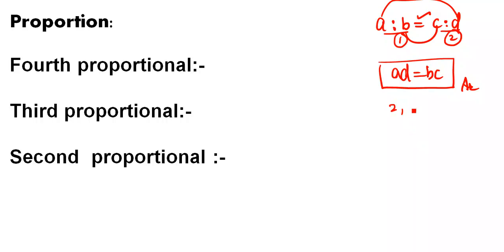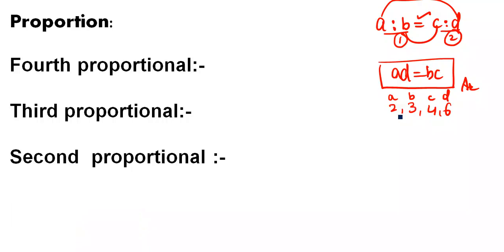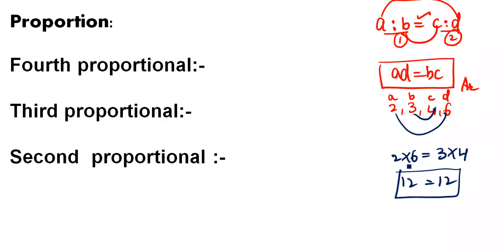For example, 2, 3, 4, 6. Find out the proportion, and they look like A, B, C and D. What is the proportion formula? AD is equal to BC, and 2 into 6 is equal to 3 into 4. So 2 6s are 12. 3 4s are 12. So 12 is equal to 12. Is it a proportion or not? Yes, it is a proportion.